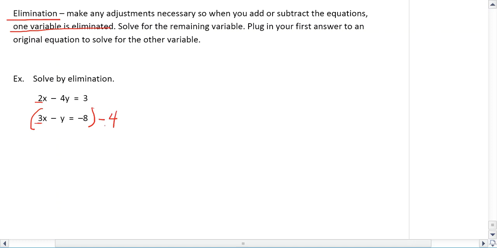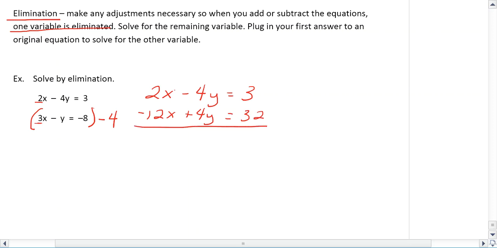I'm going to choose to multiply this bottom one by negative 4. So the top equation remains the same. And notice how I'm lining up the x's underneath each other to make the adding of the two equations easier. So 4 times negative 3 is negative 12x. And then I do have that positive 4y I planned for. And then I have a positive 32. So draw a line, add straight down. We'd get negative 10x, the y's are gone, equals 35.